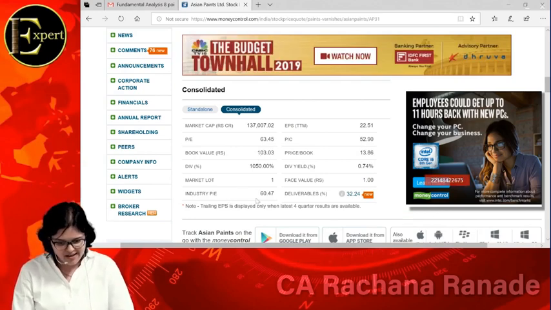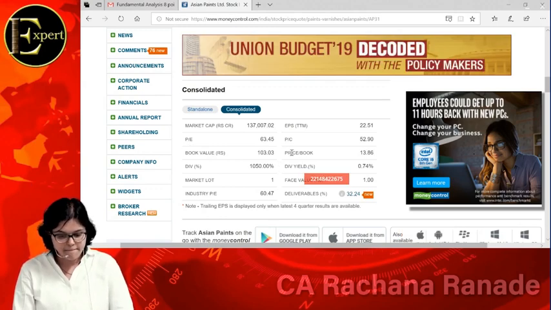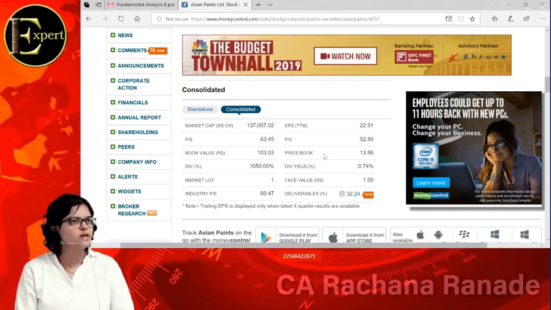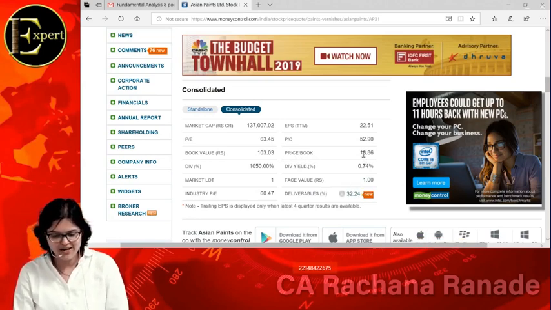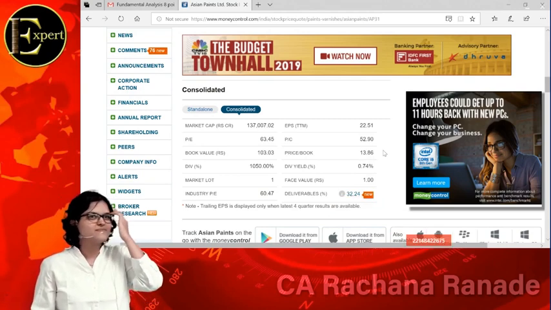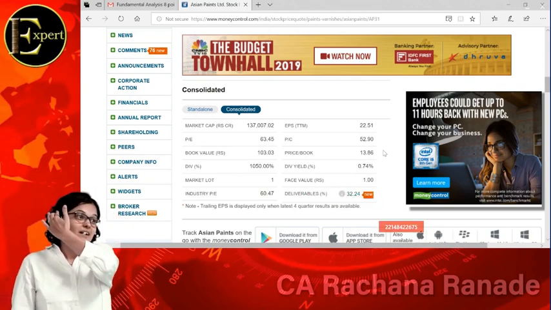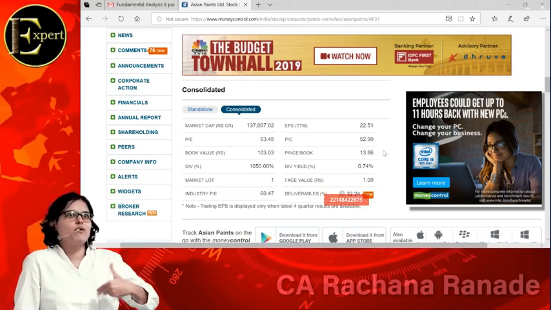And like we had PE yesterday, price to earning, we always have even a P to BV. P to BV, price to book value. And that is coming to 13.86. Who can tell me what do we mean by 13.86? Correct. The share is trading at 13.86 times of its book value.